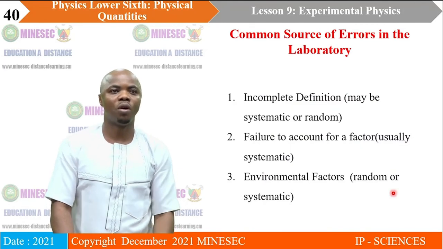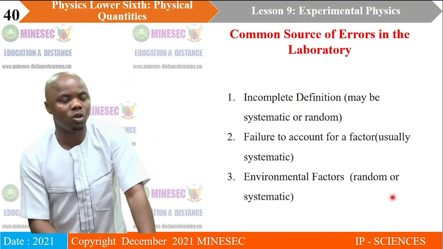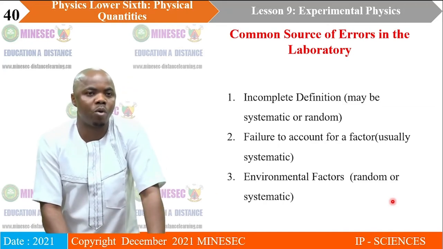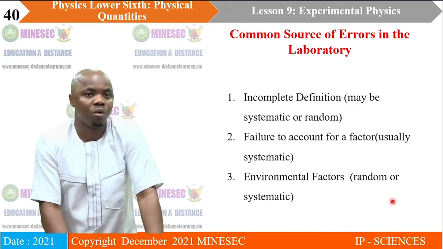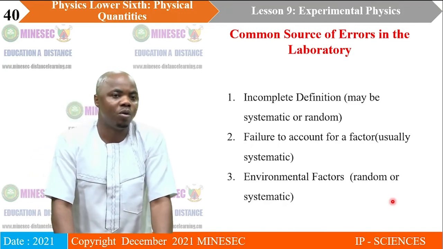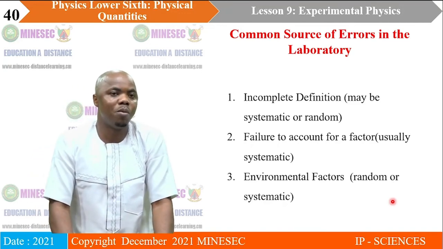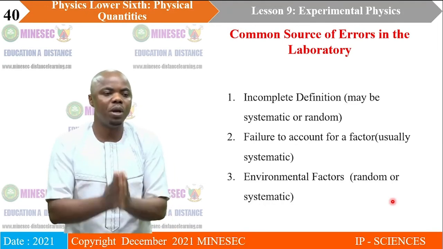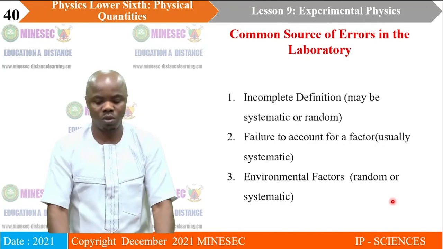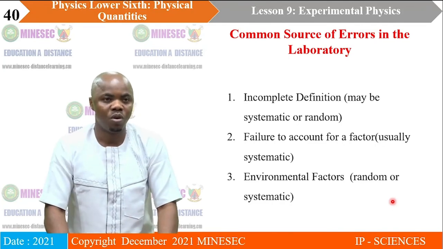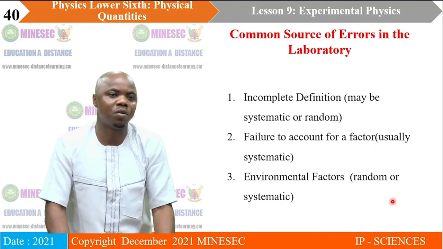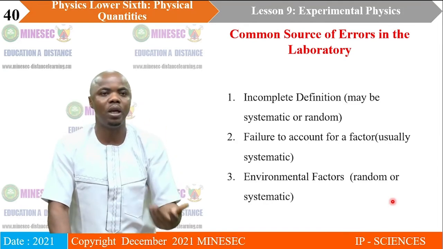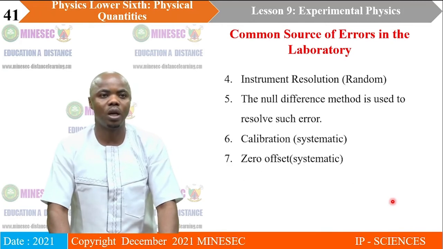Now, some sources of errors in the laboratory. Incomplete definition. So you do not define the physical quantity very well, you measure wrongly. Failure to account for a factor. You want to design an experiment, be able to account for all the factors. Temperature, pressure, humidity, account for all of these factors. Environmental factors. You may want to determine the temperature, speed of sound, wind is blowing too loud, or temperature is fluctuating rapidly, you want to account for these errors.